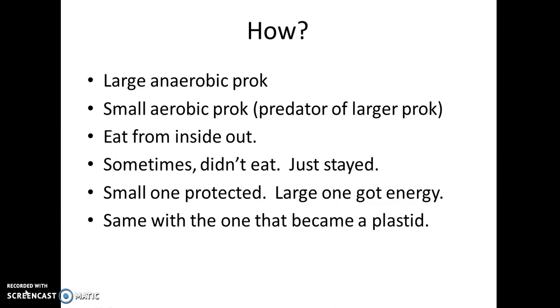How? Well, we had a large anaerobic prokaryote. Then you had a smaller aerobic prokaryote, which is the predator of the larger prokaryote. Basically, it would get into the prokaryote and eat it from the inside out. Sometimes those small prokaryotes didn't eat, they just stayed there. Now, the small ones were protected from the big bad world around them, and the large ones got the energy that the small ones could produce with oxygen. Same thing happened to the one that became the plastid, which is the chloroplast.